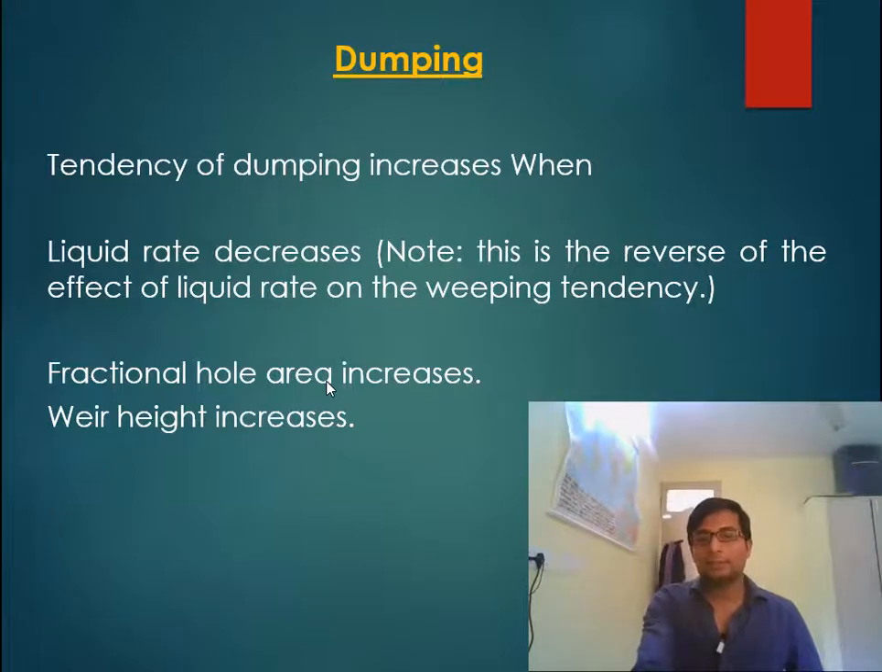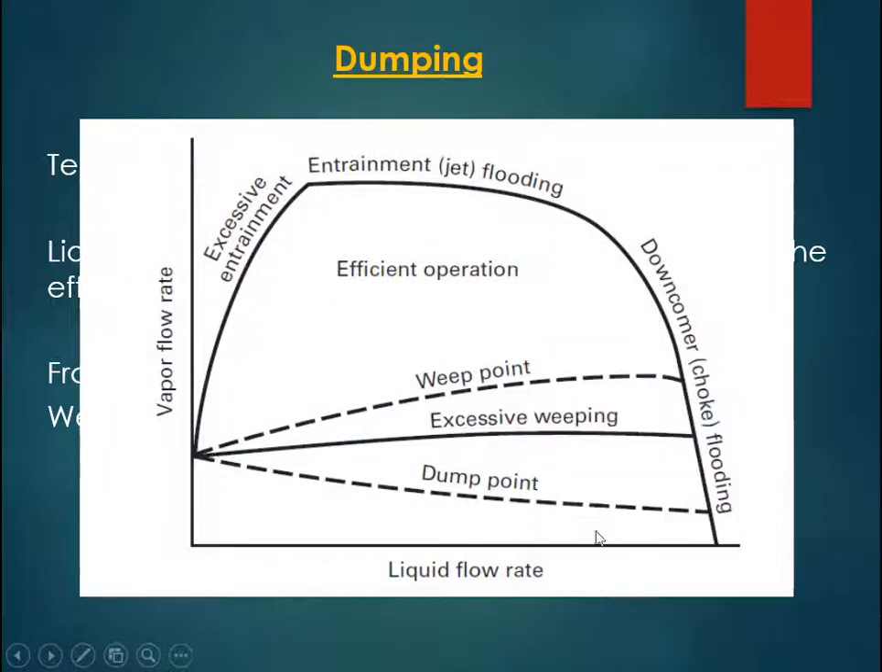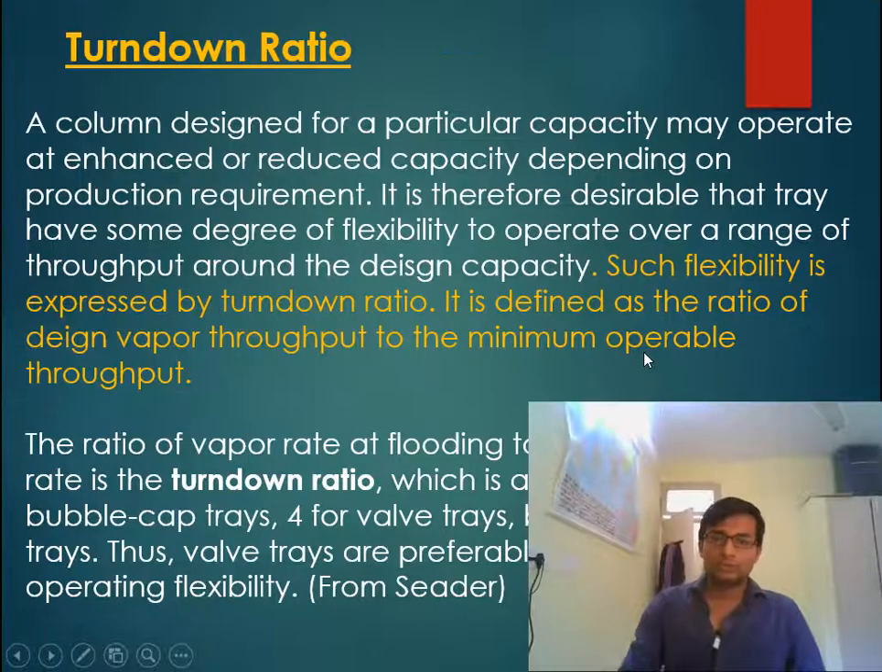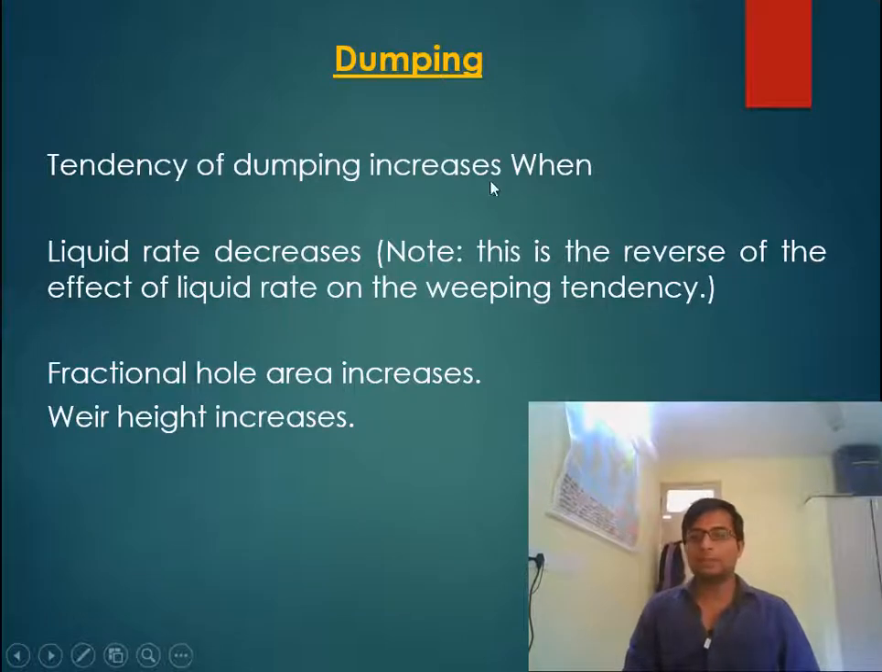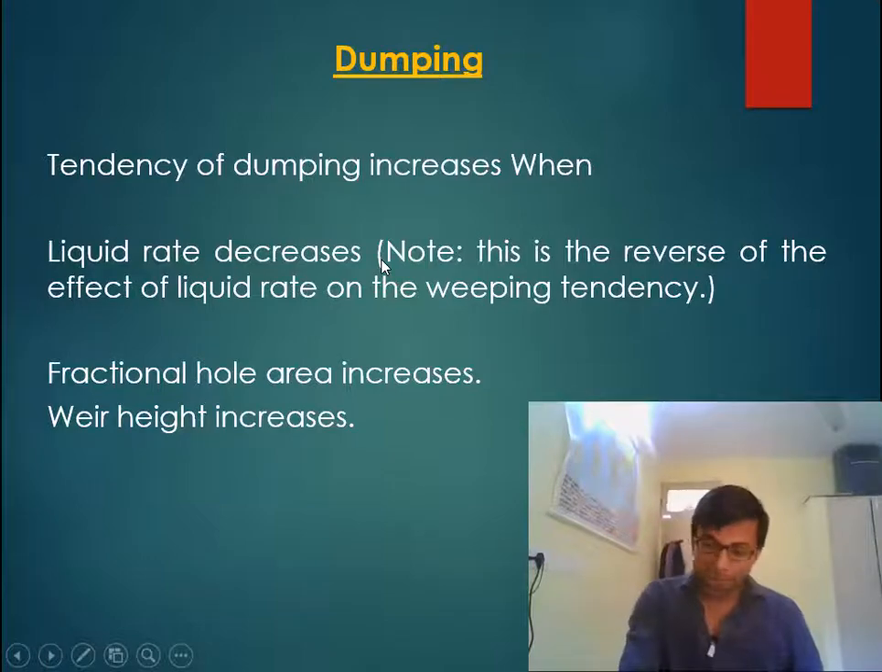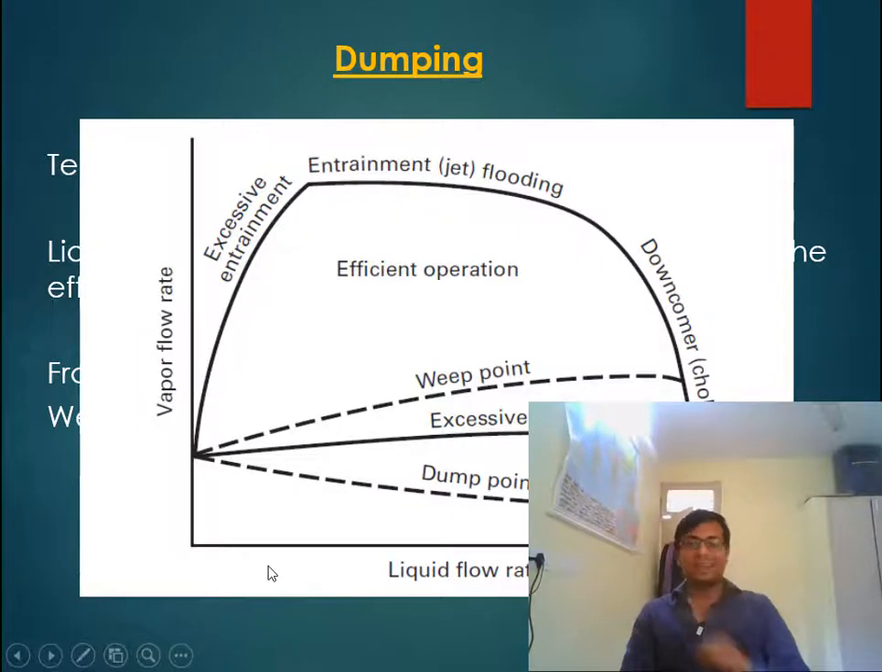And then let us discuss the second point, why this curve is like this. Why, when liquid flow rate increases, do chances of dumping go low, whereas in weeping, when liquid flow rate goes high, chances of weeping go high? So dumping usually increases when liquid flow rate decreases. Why? The reason is, weeping increases at high liquid flow rate. Why? Because it leads to high crest height.